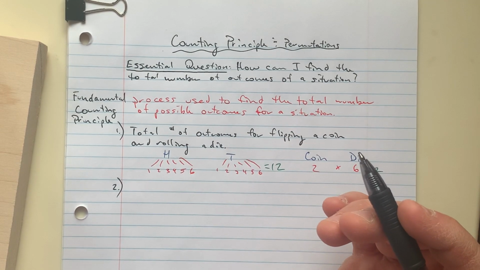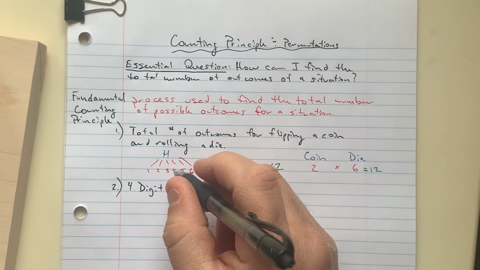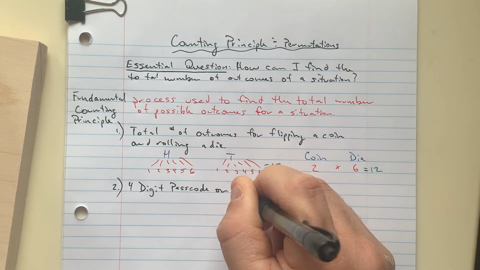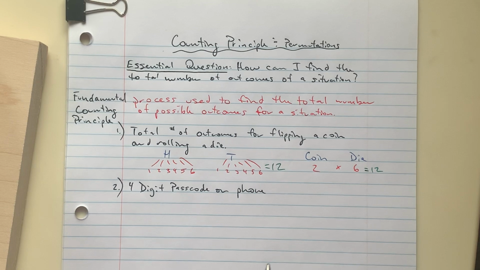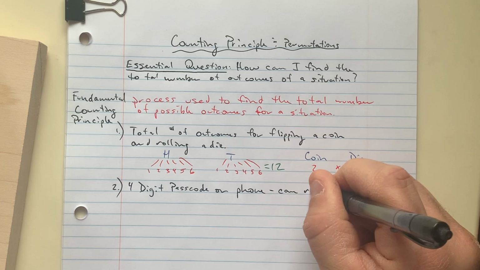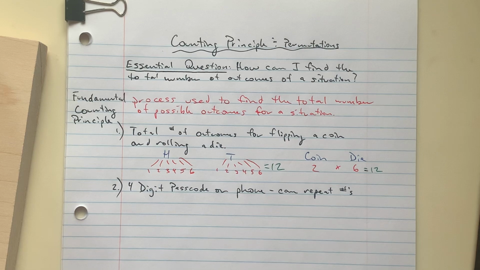Like with your cell phones, you can create a 4-digit passcode. I'll just say on phone, if you don't have your face recognizing abilities. And let's say these numbers can repeat. All right, so for the first number that I pick, whatever it is, I have 10 different numbers to pick from, 0 all the way through 9, so that's 10 numbers. That's the first slot, for the first number I get to choose.